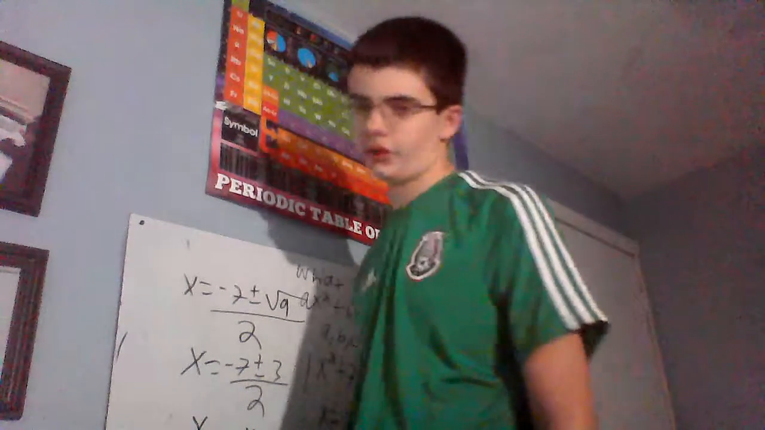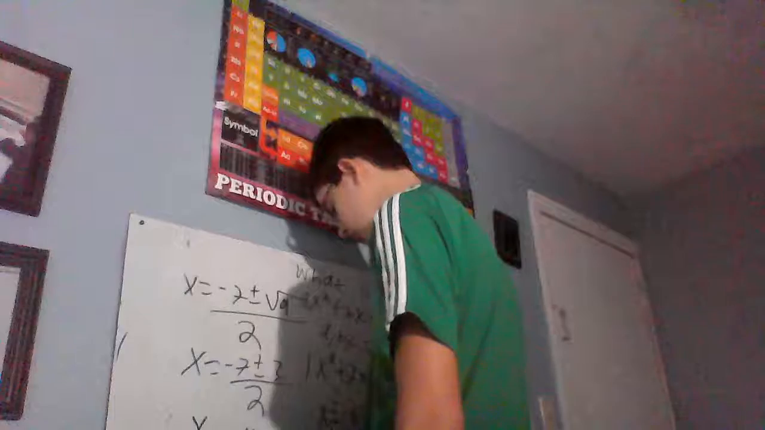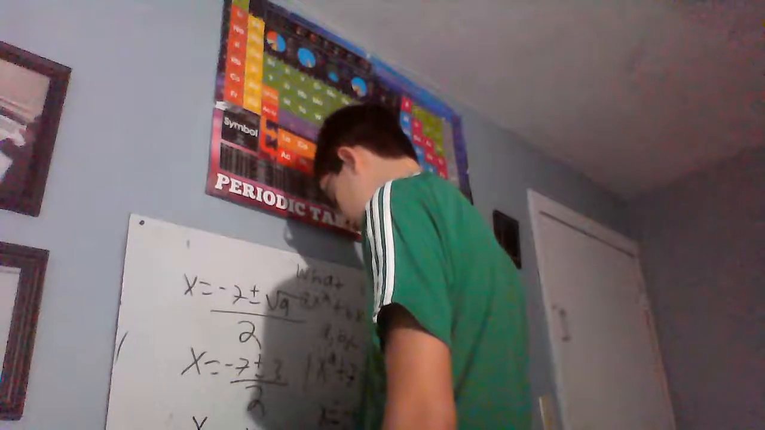X equals negative 7 plus 3, that's just negative 4 over 2, and x equals negative 7 minus 3, that's just negative 10 over 2. So negative 4 over 2, that is negative 2, and negative 10 over 2, that is just negative 5.